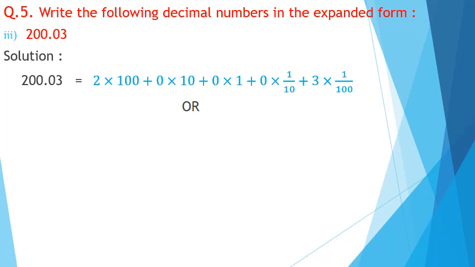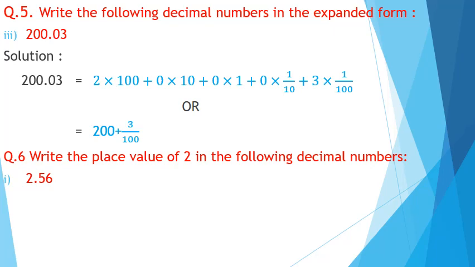Express the following decimal numbers in the expanded form. First question, that is question number 3, 200.03. It can be written as 2 multiplied by 100 plus 0 multiplied by 10 plus 0 multiplied by 1 plus 0 multiplied by 1 upon 10 plus 3 multiplied by 1 upon 100. Or we can write it as 200 plus 3 upon 100.